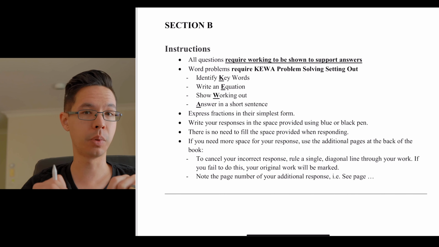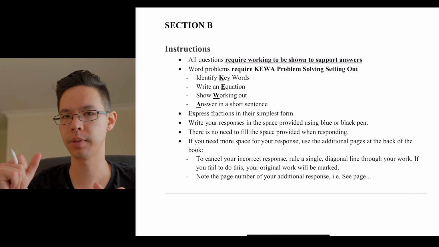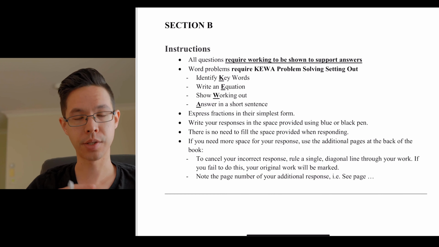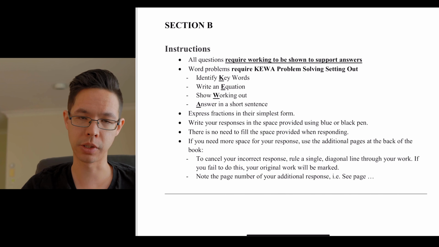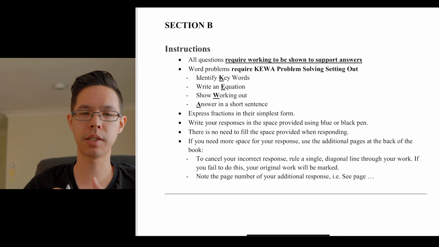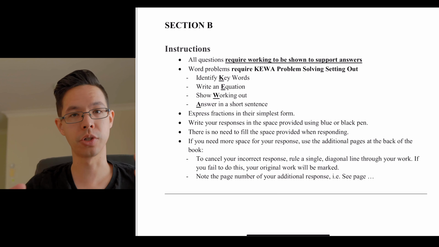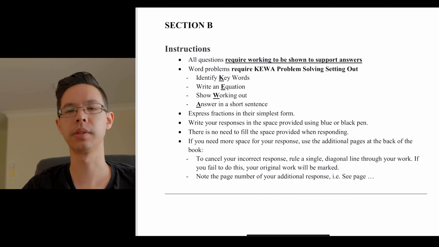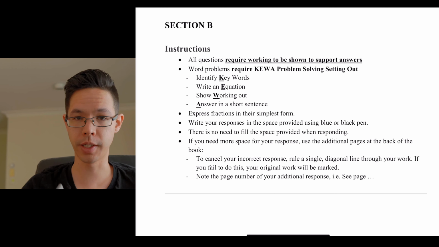So it says that working is required. So you can't just go 5. That's not going to give you full marks. It's also asking you to use Kiwa setting out wherever possible. Kiwa is an acronym that some of the teachers use. It's just a way of presenting the solution in a very clearly communicated format. So I will show you what that looks like in some of the examples further down the road.